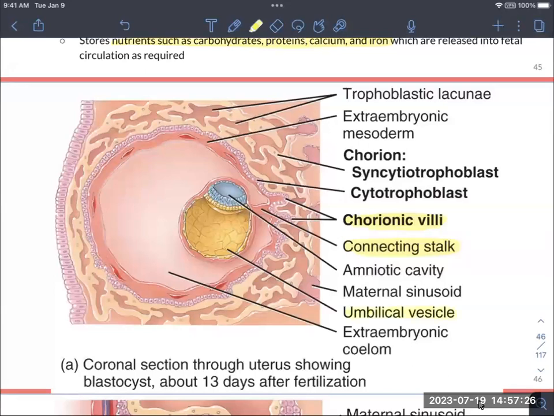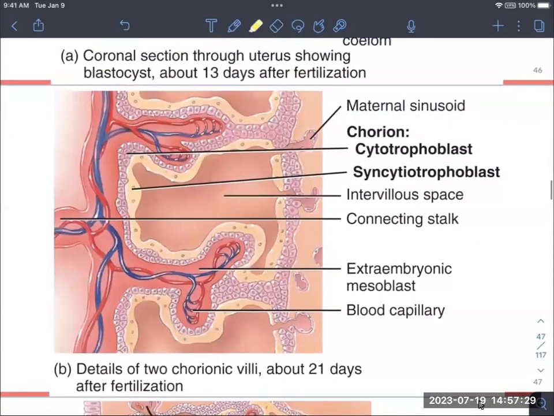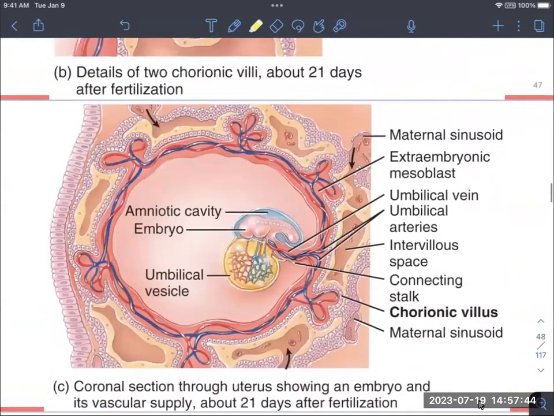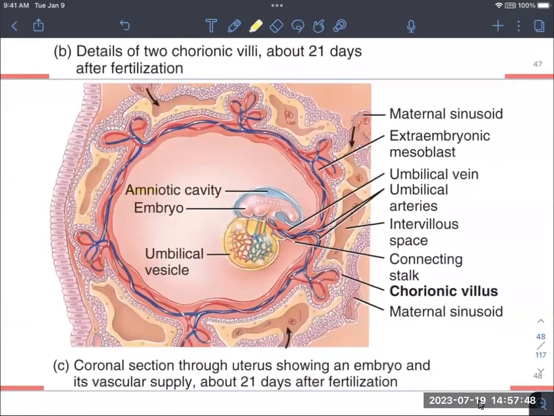We have that umbilical vesicle coming. Here you can see that maternal sinusoid, so maternal blood is collecting in here to exchange with these fetal blood vessels here. Here we have this amniotic cavity with the embryo inside. We have this umbilical vesicle. We have these umbilical veins and umbilical arteries. We're starting to get what is going to start looking more like a developing embryo or fetus.